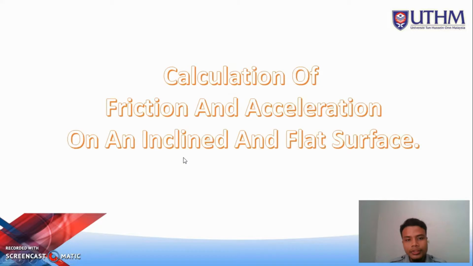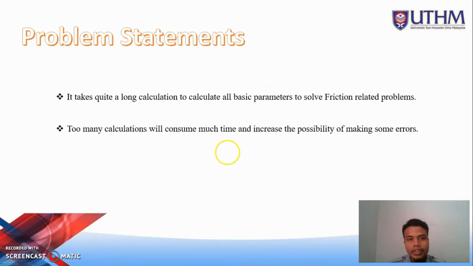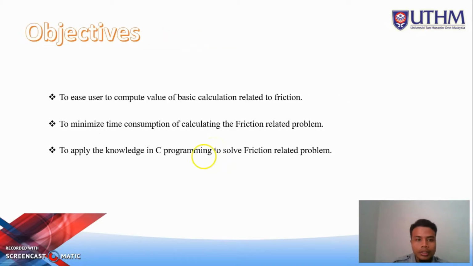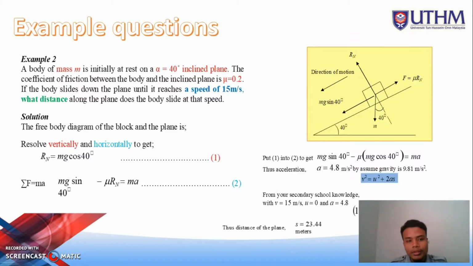So I would like to present my project, which is calculation of friction and acceleration on an inclined and flat surface. Basically, calculating all the basic parameters in friction is very long, and it makes the process time consuming. So my objective in this project is for the user to compute the values of basic calculations related to friction, thus minimizing the time consumption to calculate all those calculations. I'd like to apply C programming to solve this problem.